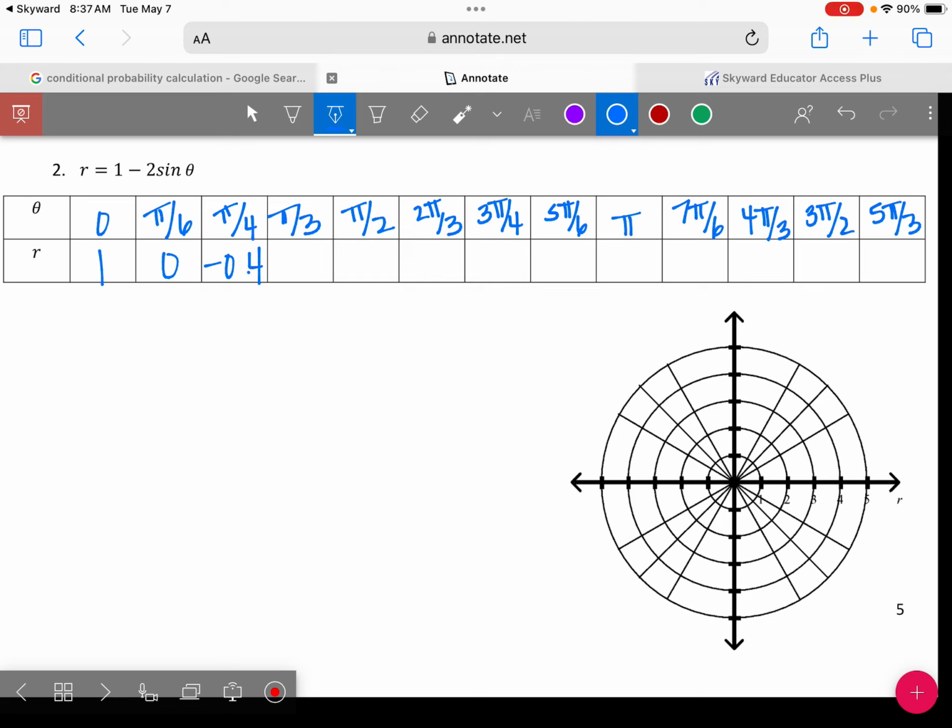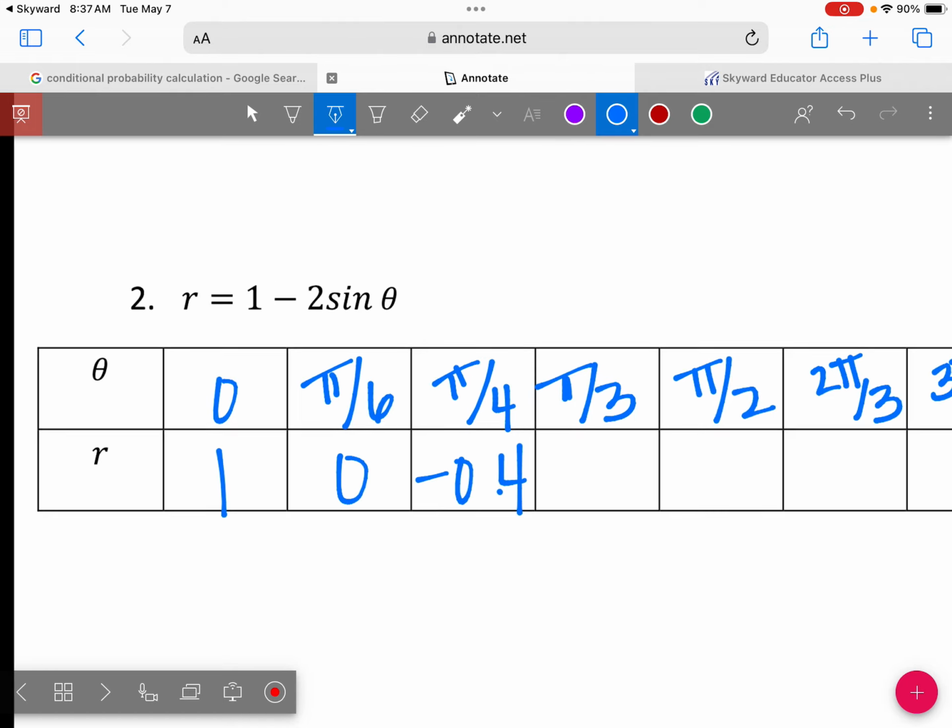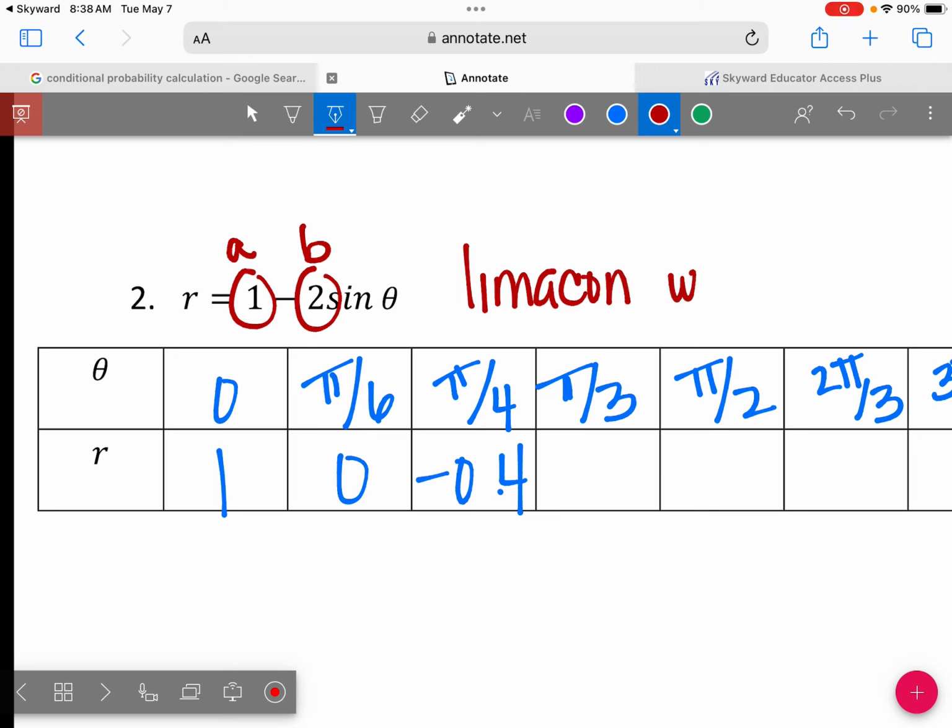Oh, before I continue though, let me pause. What kind of graph is this one? Limaçon. Is it a cardioid, convex, or does it have an inner loop? So you're looking at these two numbers right here. This is A, this is B. If the first number is smaller, it's going to have an inner loop. So we have a limaçon with an inner loop. That's what it should look like.